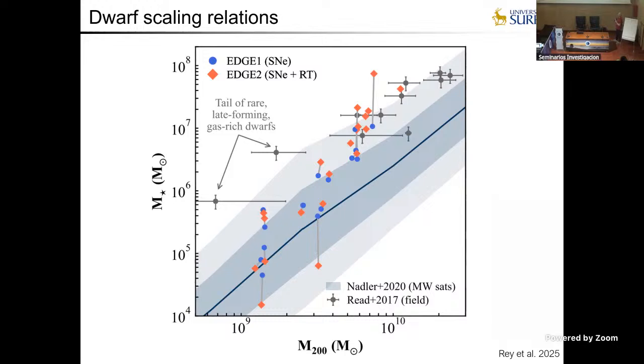And so here's M star versus M halo. Here's some data constraints based on Milky Way satellites, okay? Here's some data constraints based on nearby gas-rich dwarf irregulars, okay? And here are all the simulations, right? And you can see that both EDGE 1 and EDGE 2 look pretty good in this space. There's some hint maybe that EDGE 2 is forming a few too many stars at high mass, okay? But otherwise, it looks perfectly reasonable out of the box.